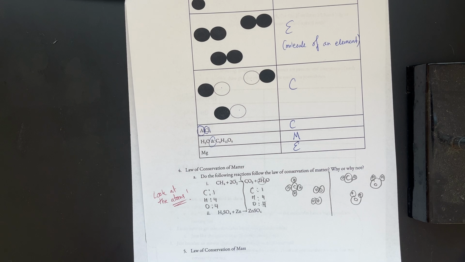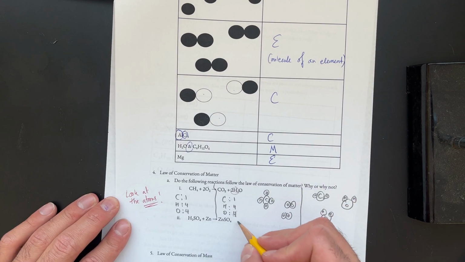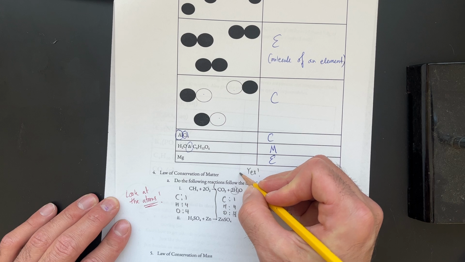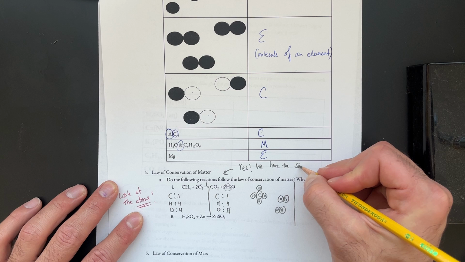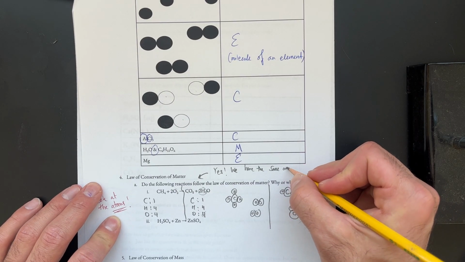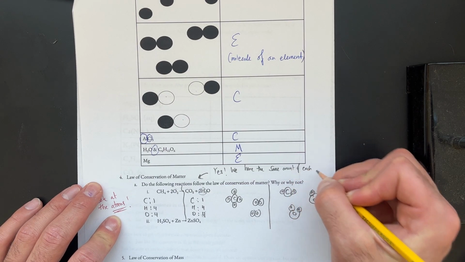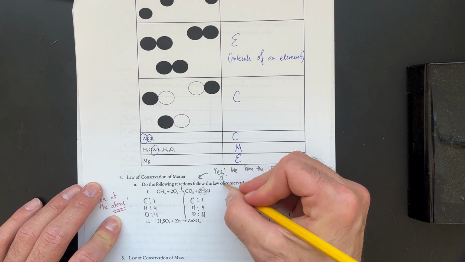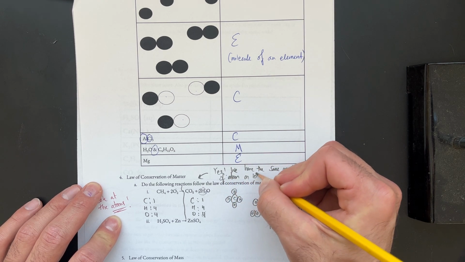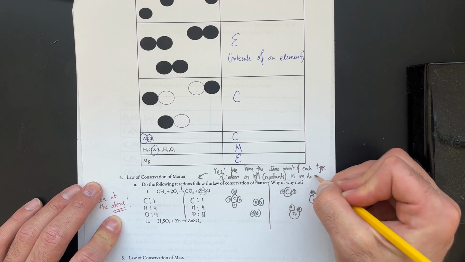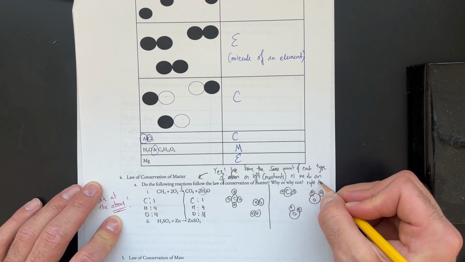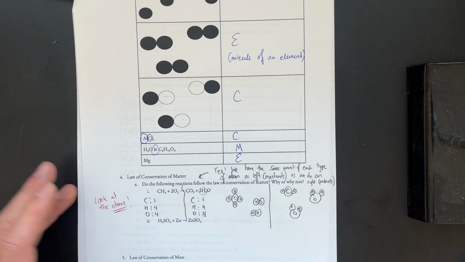And so another way to do it is to draw it either way, right? What you can see is we do have the same on the left and the right. And so this does follow the law of conservation of matter. So I'm just gonna put a yes. We have the same amount of each type of atom on left in the reactants as we do on right in the products, right? And so therefore, yeah, we do follow the law of conservation of matter.